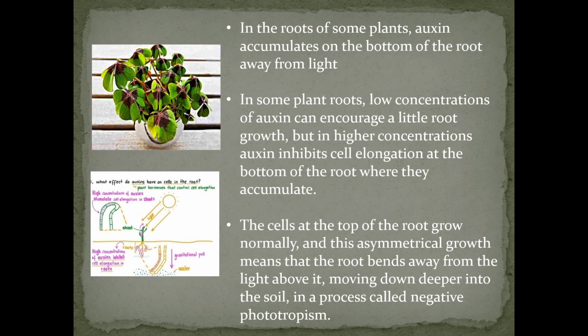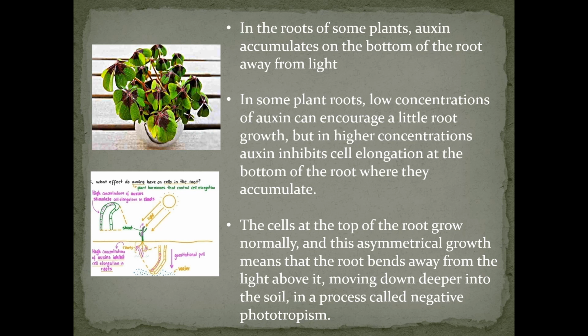In the root, some of the plant auxin accumulates at the bottom of the root, away from the light. The light mainly induces hormonal changes for growth and development. Understanding some of the plant root: a lower concentration of auxin can encourage the roots to grow, but a higher concentration of auxin inhibits cell elongation at the bottom of the roots where it accumulates. The cells at the tip of the root grow, which is normally asymmetric growth.